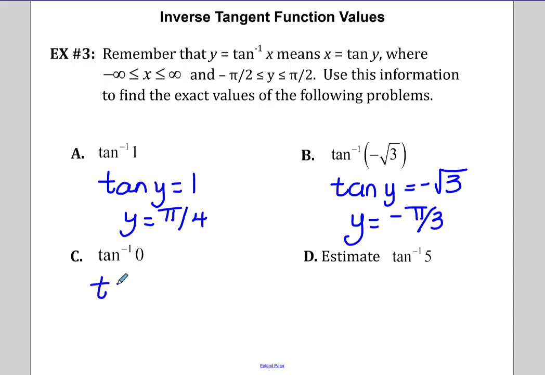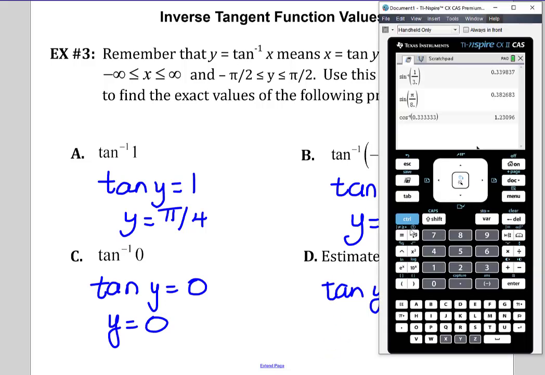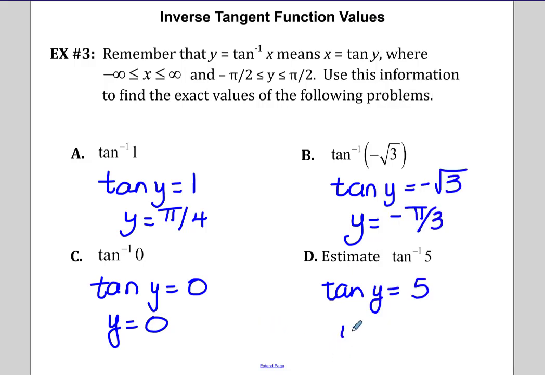And then the tangent inverse is 0. What angle has tangent is 0? That would be at 0 radians. And here we have one for estimating, the angle where tangent is 5, and tan inverse of 5 is about 1.373 radians using our calculator.